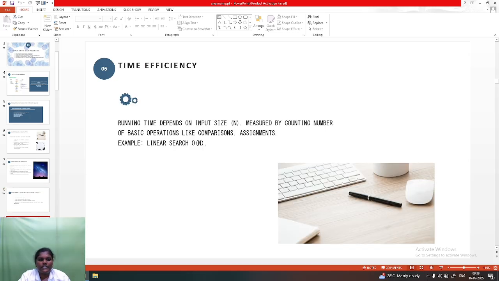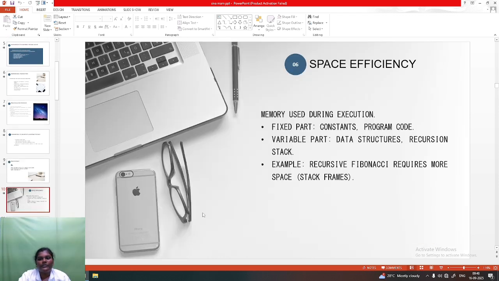Next, time efficiency. Running time depends on the input size n. It is measured by counting the number of basic operations like comparison and assignment, for example in linear search. Next one, space efficiency. Memory used during execution has a fixed part, which includes the program code, and a variable part, which includes data structures and recursion stack. Example: recursion requires more space, stack frames.